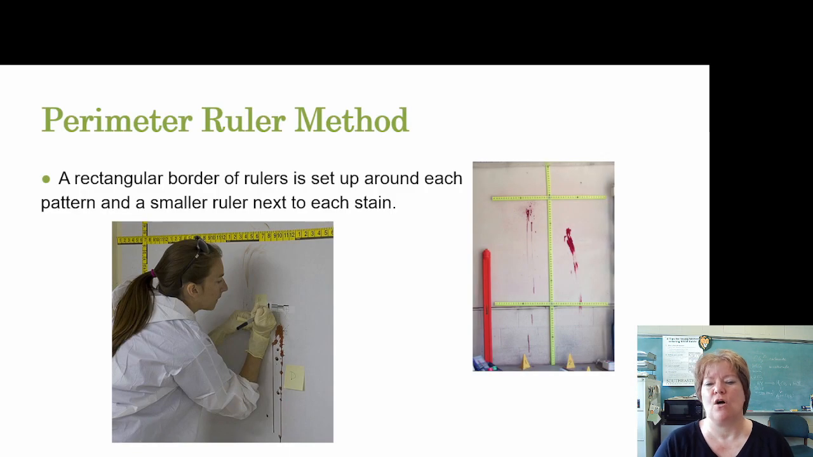The other one is called the perimeter ruler method. Rather than drawing the whole grid, you simply create a rectangular border of rulers: the top, the left, the right, and the bottom, or at least two of those. Then each stain is drawn in relationship to that. You can see how we have the perimeters; this yellow one would be the perimeter rulers. They're using individual rulers to mark down where things are from that, so everything is given a relationship from the two perimeters. That's another way to document blood spatter.